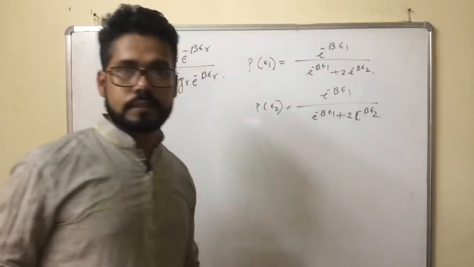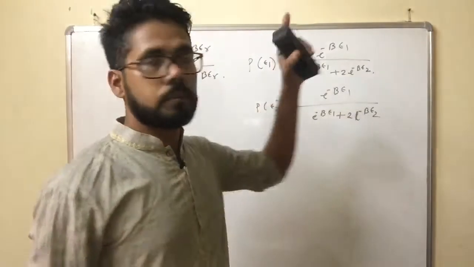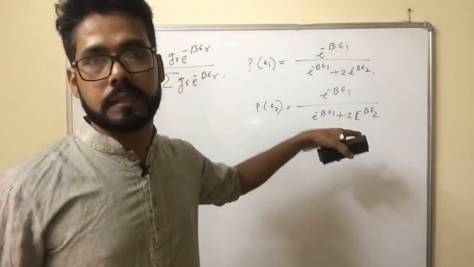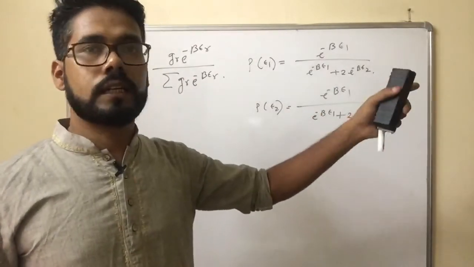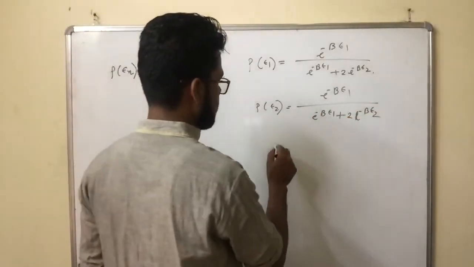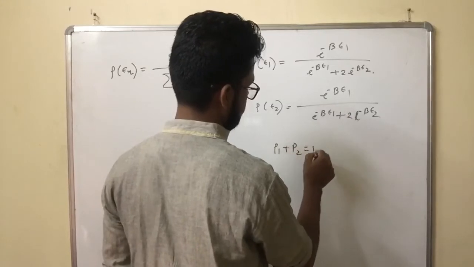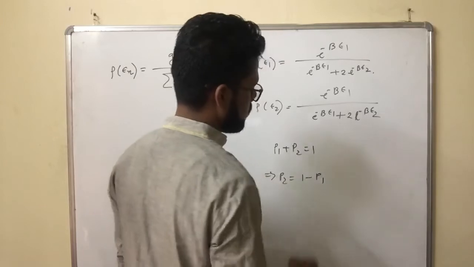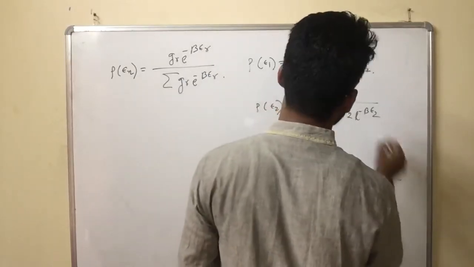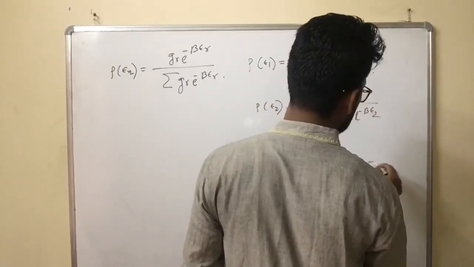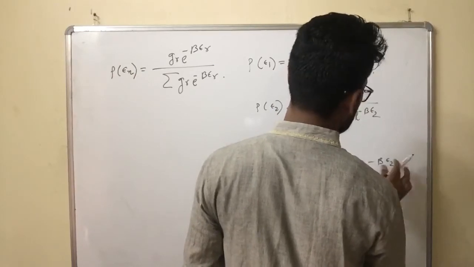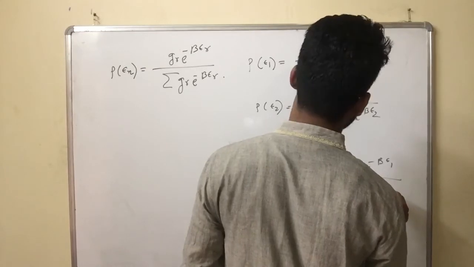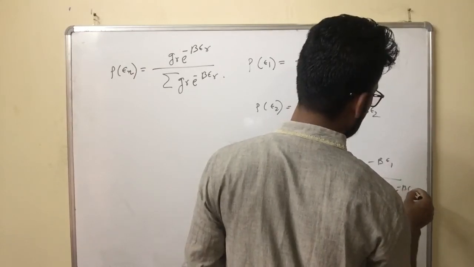And one other thing. Okay. Suppose you have found the probability of the E1 state, P(E1). Then there is no need to find P(E2) by the same procedure. You can use another procedure also, because P1 plus P2 equals 1. So P2 you can find as 1 minus P1. 1 minus P1 means this one, e to the power minus beta E1 plus 2 e to the power minus beta E2, minus e to the power minus beta E1, over the same denominator.